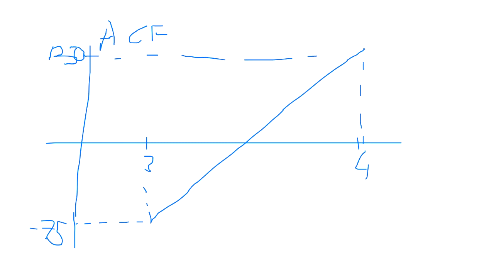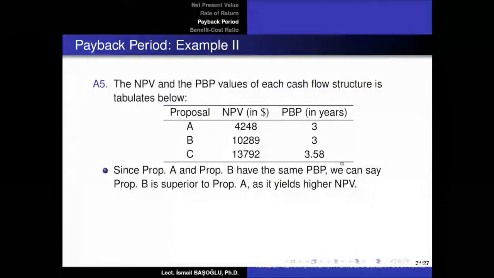I'm sorry, not 135. So this value is incorrect. Sorry. So from minus 75, we get 130. So the accumulated cash flow is going to be 55. I am sorry. So with minus 75, if you add 130, it is going to be 55. So here is 3.58. The payback period is going to be linearly interpolated to 3.58. So we are just going to show that the payback period is 3.58.